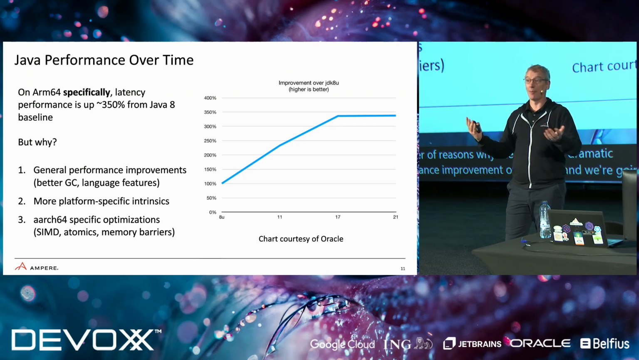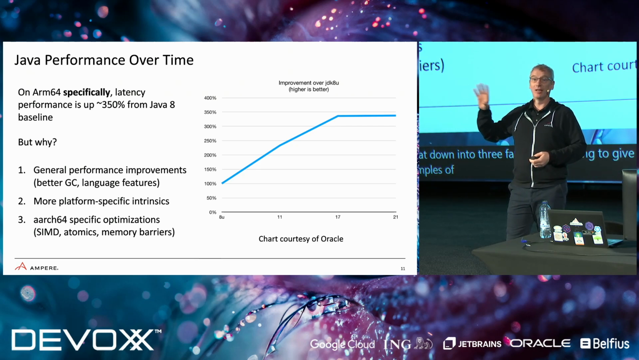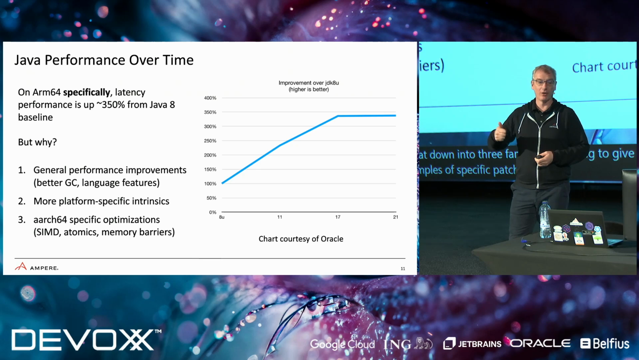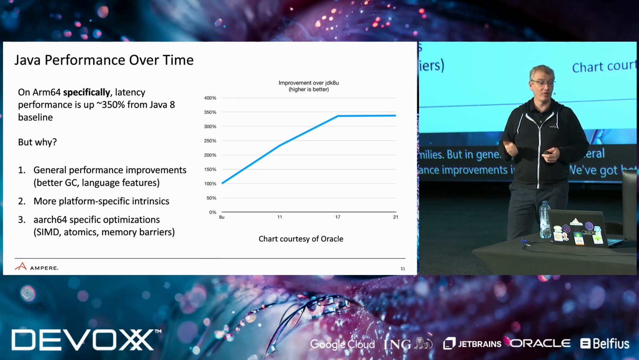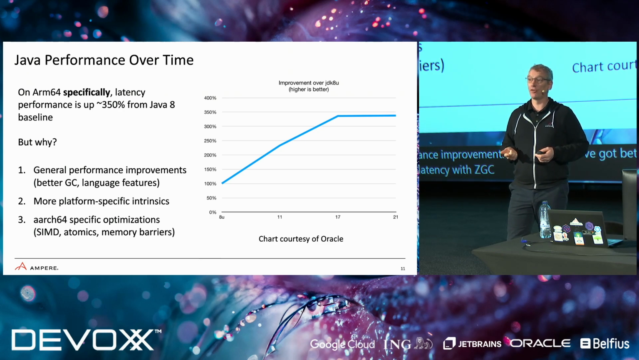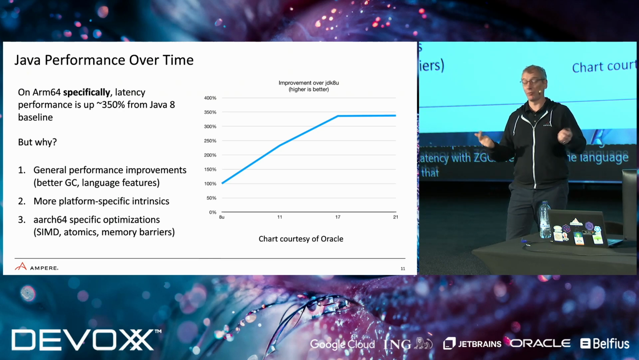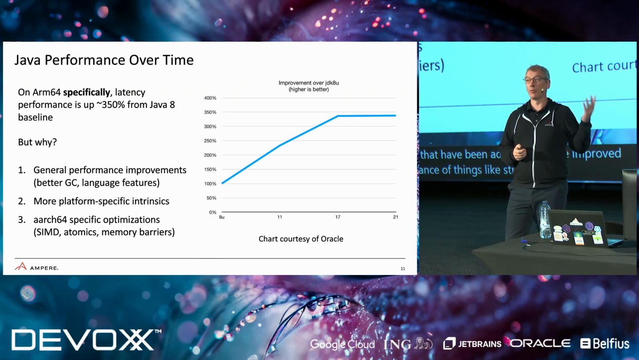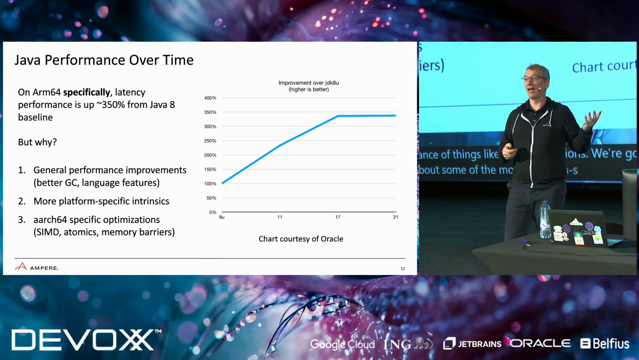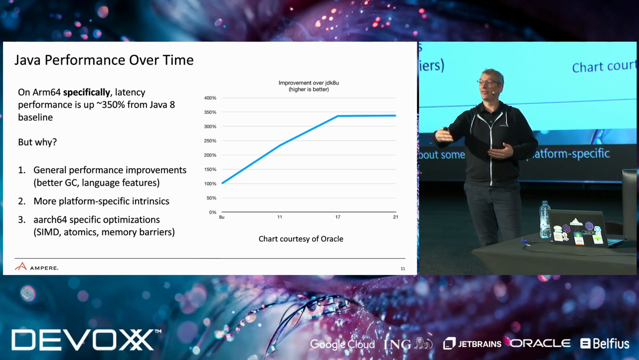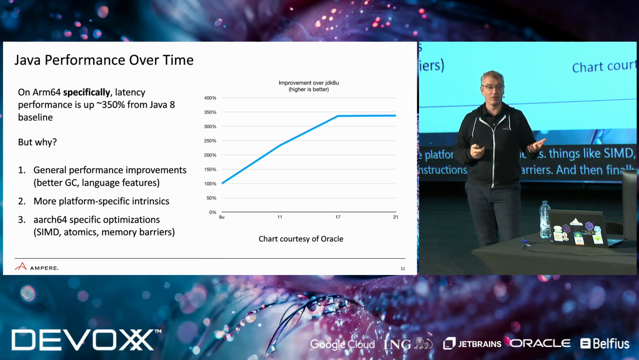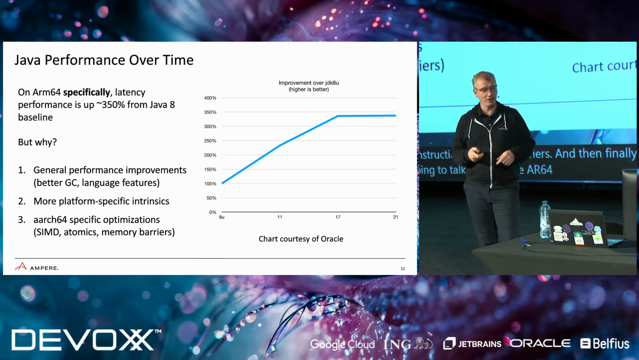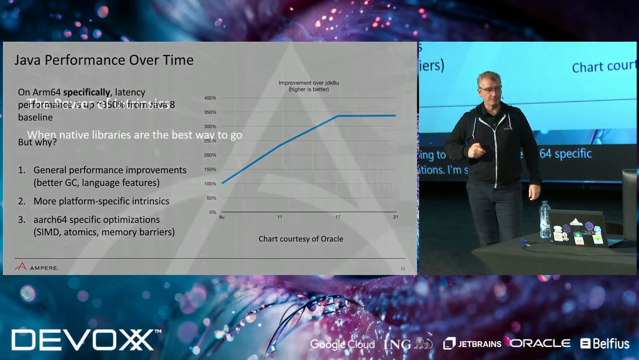I'm going to give a few examples of specific patches that use each of these families, but in general, we've got general performance improvements, such as better GCs for latency with ZGC. We've got some language features that have been added that have improved performance of things like string operations. We're going to talk about some of the more platform-specific generics, things like SIMD, atomic instructions, memory barriers, and then finally some ARM64 specific optimizations.